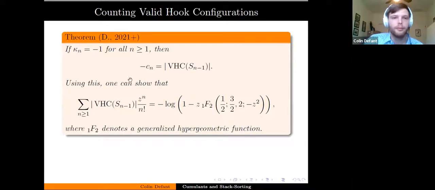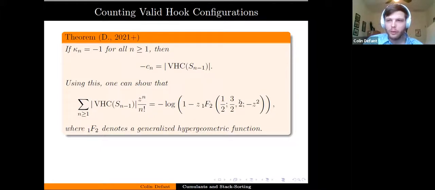So that's what I'm saying here. If kappa sub n is -1 for every n, then the formula for the number of valid hook configurations of permutations of size n minus 1 is just the negative of the corresponding classical cumulant. And I can use this to get a very explicit formula for the exponential generating function that's counting these valid hook configurations. And so it's this negative logarithm of 1 minus z times this generalized hypergeometric function thing.